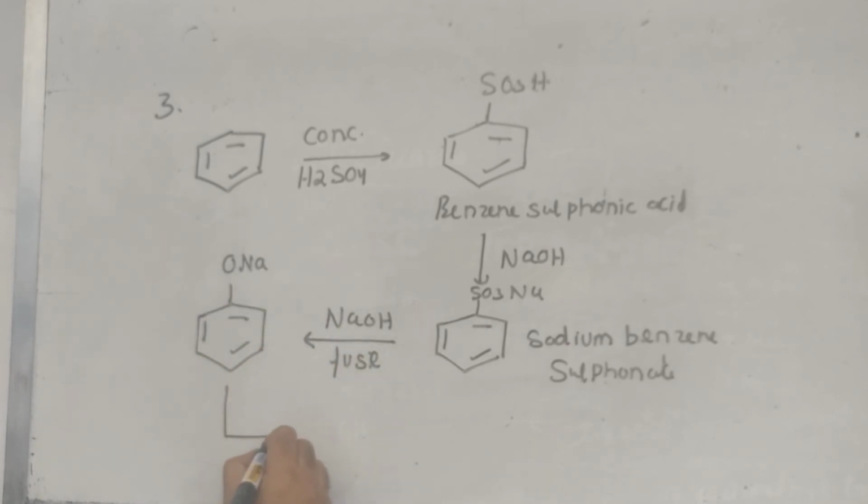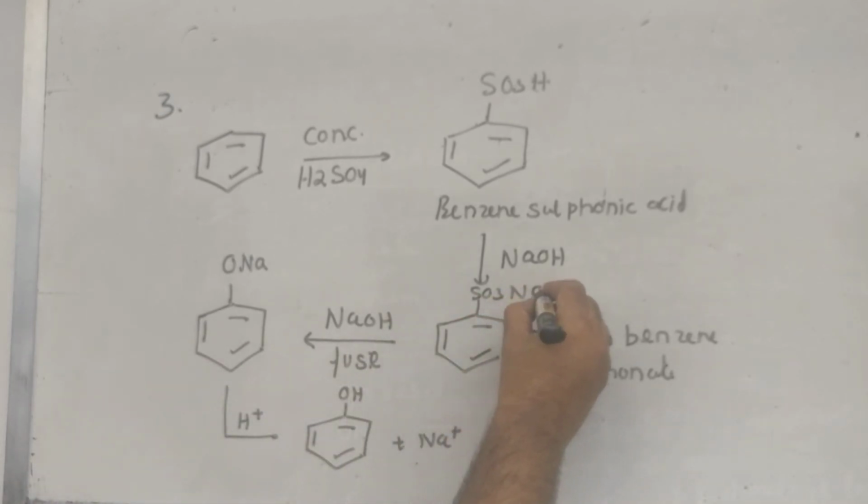It is only when you acidify the medium that you will get the formation of phenol. So this is how we can convert benzene into phenol via sulfonation. First step, as I repeat, benzene is subject to electrophilic substitution reaction, that is sulfonation, and you get benzene sulfonic acid. Then you react it with NaOH to form a salt of benzene sulfonic acid, called sodium benzene sulfonate.